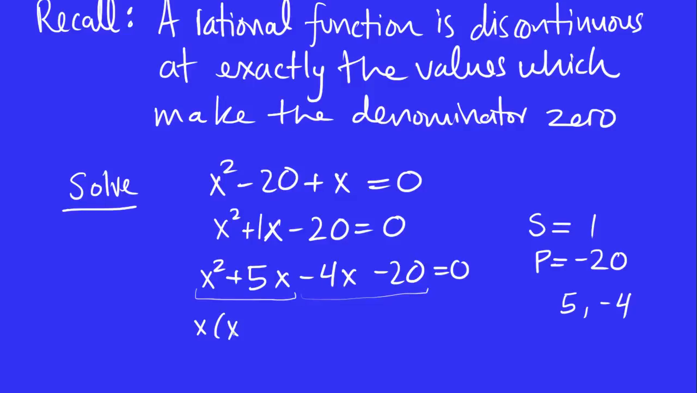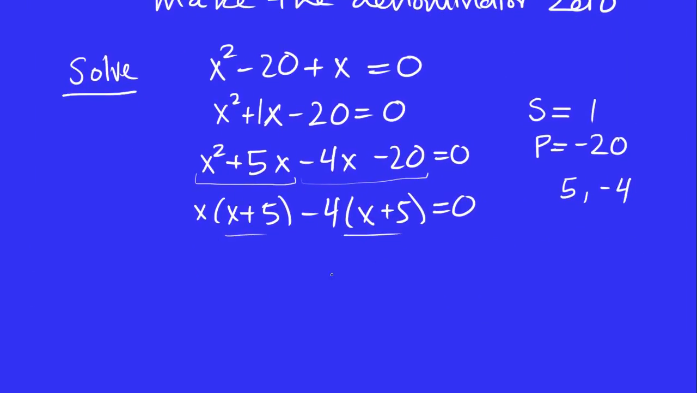Look at these two separately here. Over here, I can factor out an x. Here, I can factor out a minus 4. And notice I have x plus 5 common to both of those. So that means I can factor that to the front now. And I get what I had before there. Okay, so I don't want to waste too much time talking about factoring.